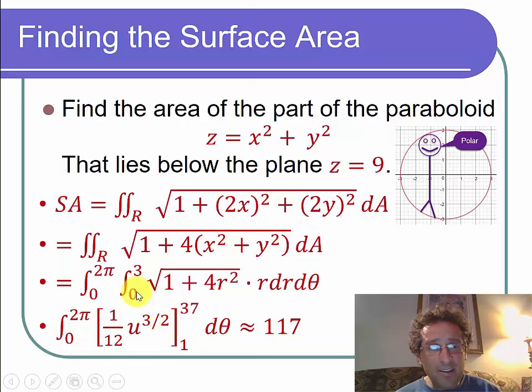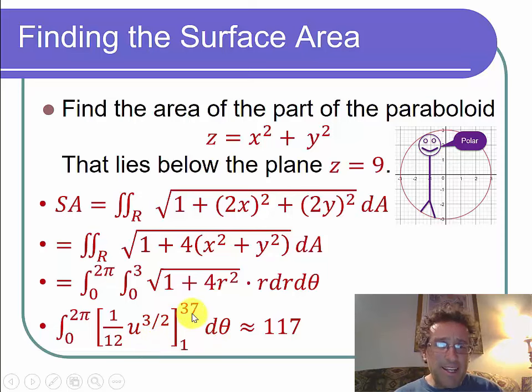If I plug in 0 for r into our u equation, 1 plus 4r squared, I get 1 plus 4 times 0 squared. That's just 1. So there's my 1. If I plug in 3, I get 1 plus 4 times 3 squared. 3 squared is 9, times 4 is 36, plus 1 is 37. My u limits become 1 to 37. Then I have d theta.